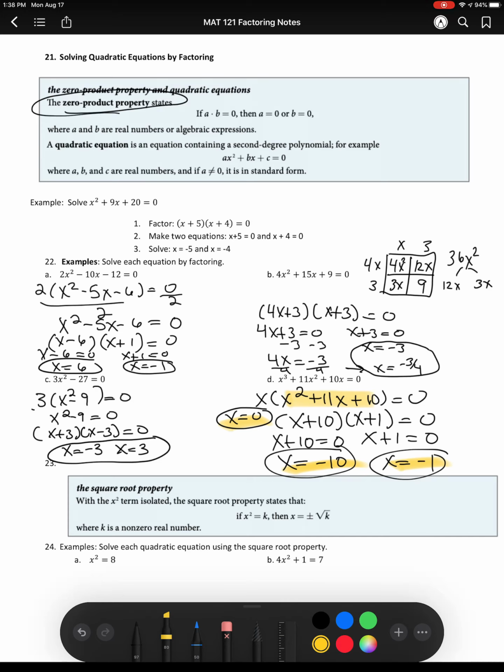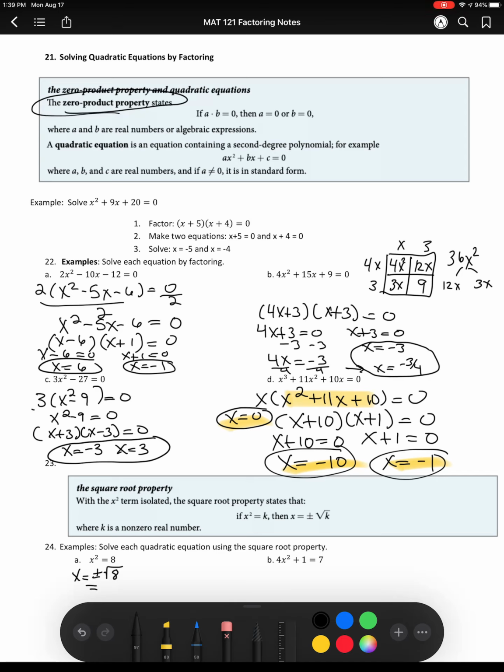All right, the square root property is basically just taking the square root of both sides. But there's one little thing with that, is that if you take the square root, you have to consider that there's a negative and a positive answer. So for this one, if I take the square root of 8, either positive square root of 8 or negative square root of 8 would work. So I need that plus and minus there.